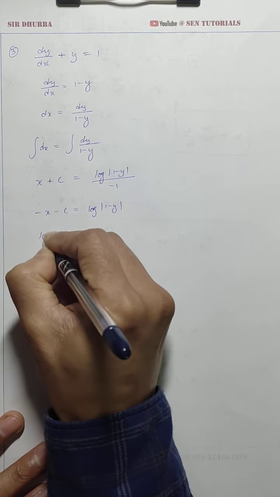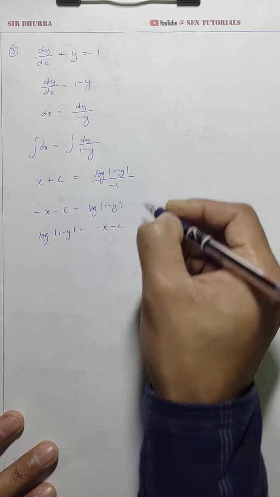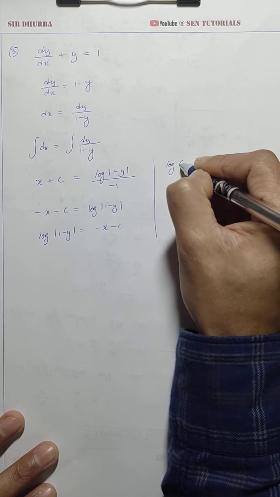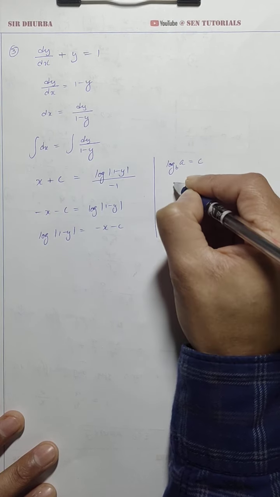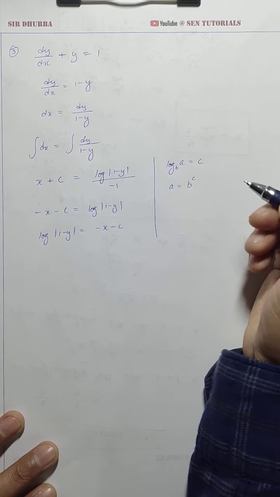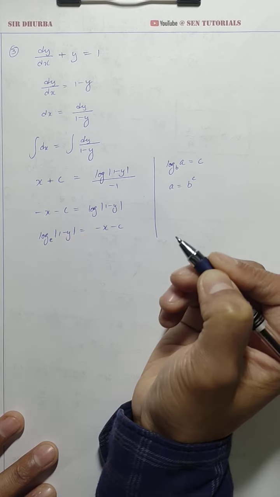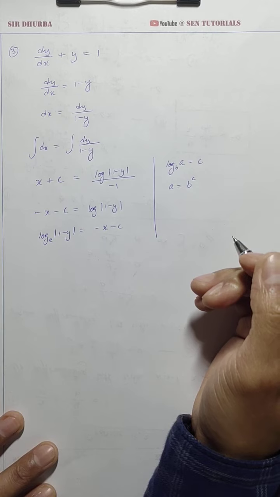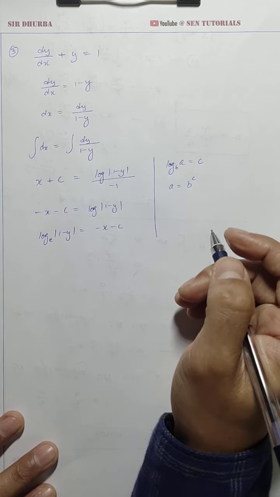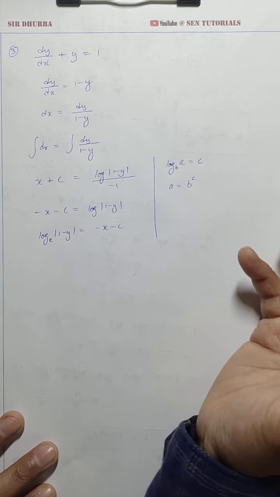Okay, let me just arrange this now. So log of 1 minus y equal to minus x minus c. Now from logarithm, what we know is, if log of a to the base b is equal to c, then a is also b to the power exponent c. So if you want to write on the base here, that's e here, exponents. You can check out the video on logarithm. From there you can just go through a quick revision of logarithm. That will help you understand better.